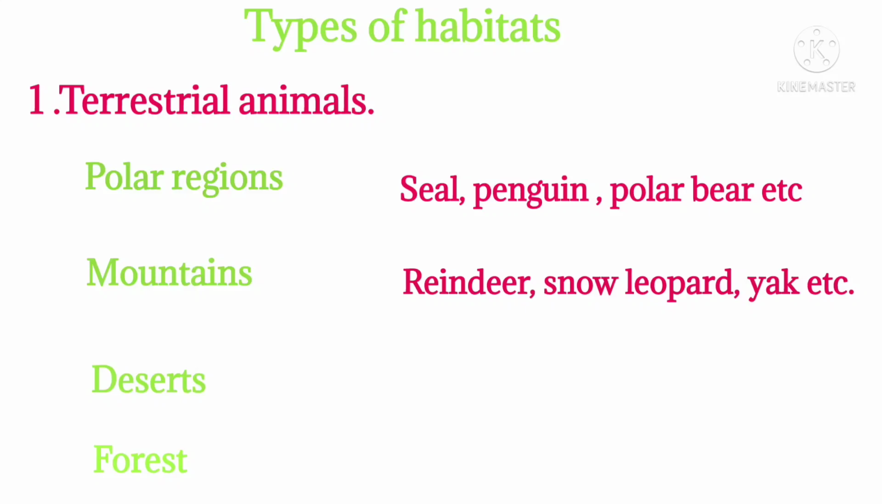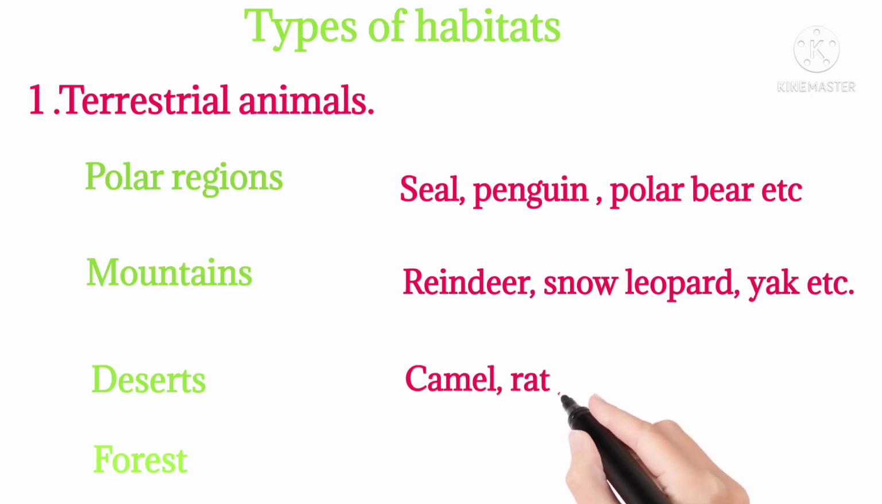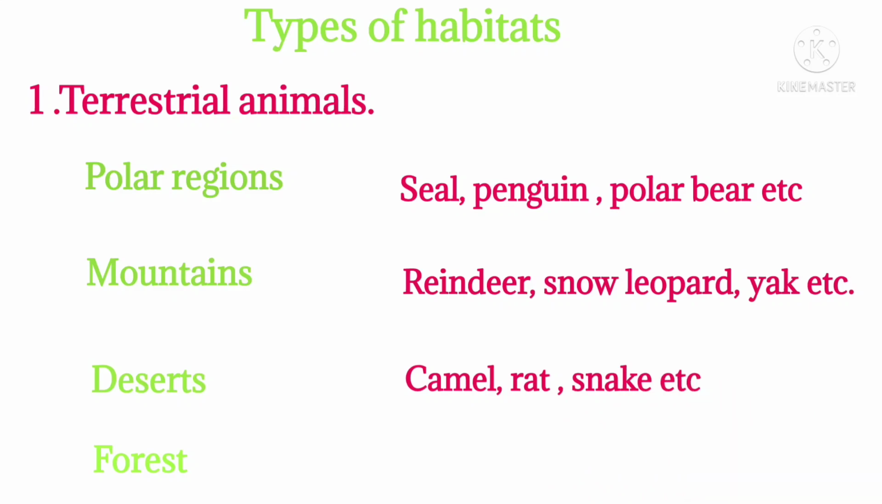Next, desert. Deserts are hot and dry regions which are covered by a thick layer of sand. Some animals like camels, rats and snakes live here. Next, forest. A forest provides shelter to a large variety of animals. Animals like lion, tiger, fox, giraffe are living here.